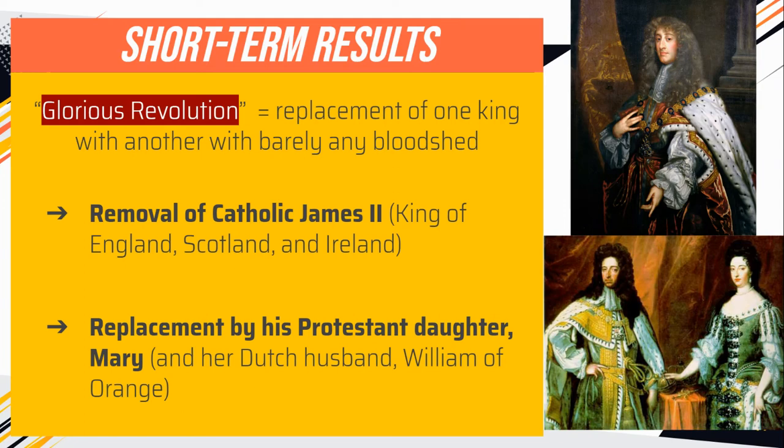So the English called the events of 1688 to 1689 the so-called Glorious Revolution, or nicknamed the Bloodless Revolution, because it replaces one king with another with hardly any bloodshed. Although, side note, it's not actually true, because there were a lot of losses and deaths in Ireland and Scotland, but the English aren't really remembering that.